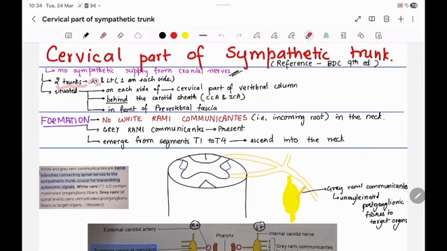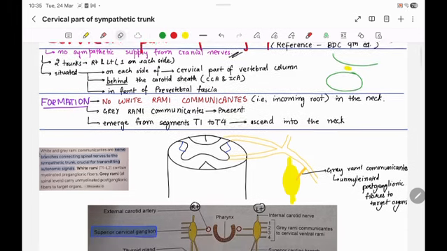So we have two trunks, the right and the left, one on each side, and they are situated on the cervical part of the vertebral column behind the carotid sheath and its contents also, and in front of the prevertebral fascia. Let me draw it for you. Presume this is the prevertebral fascia, and then this is the carotid sheath. So here lies the sympathetic trunk. That's how you imagine it.